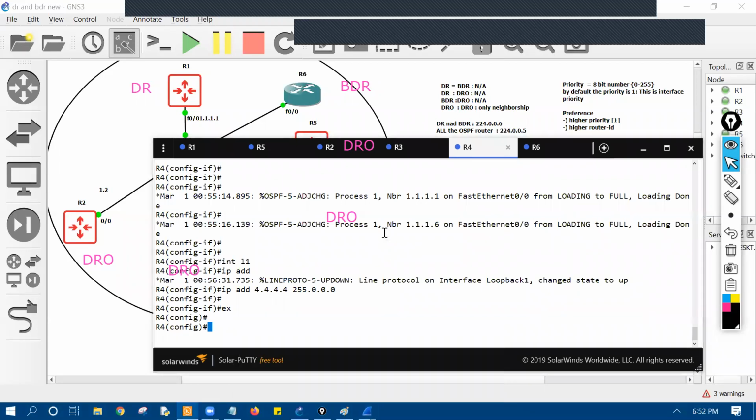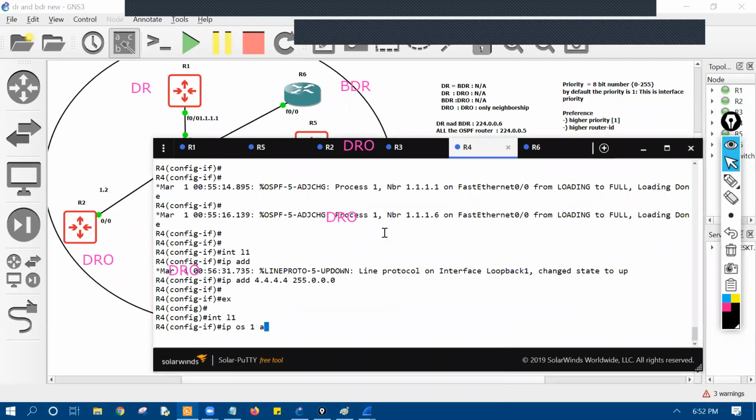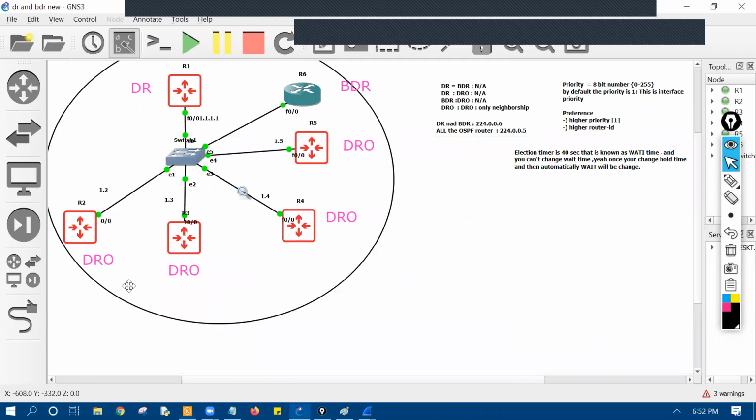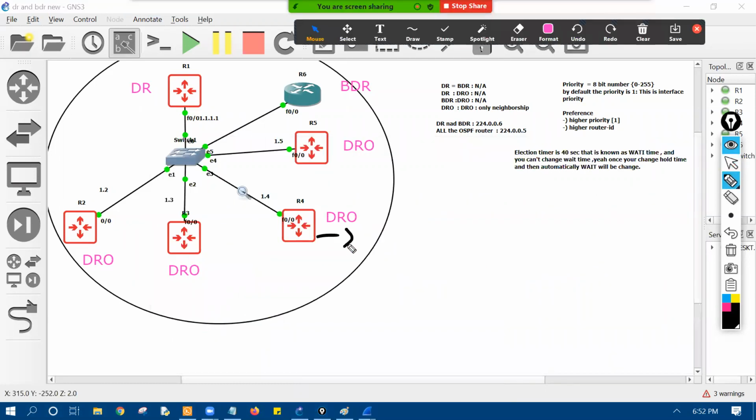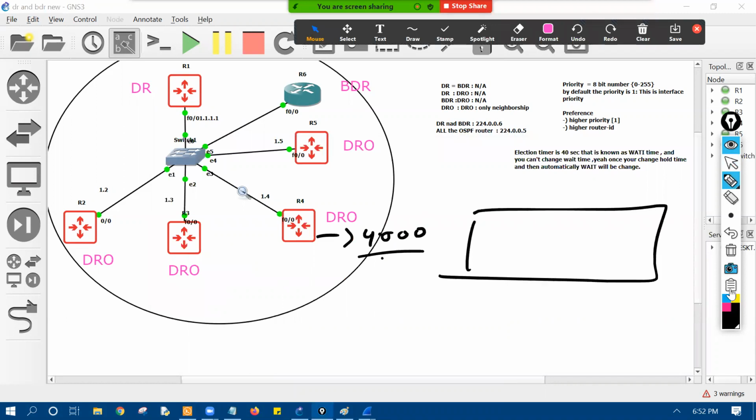So if I'm going to advertise this link, interface loopback number 1, IP host of 1 area 0, how will the packet look? R4 has the information 4.0.0.0. R4 is a DRO. R4 will create a packet. Source IP address 1.4. Destination: R4 is going to send this information to whom? This multicast address, .6, right?